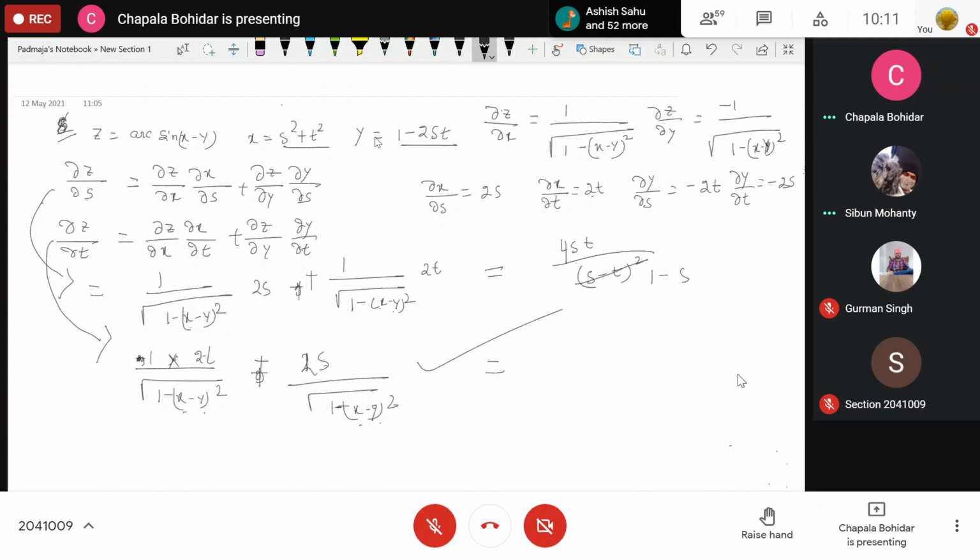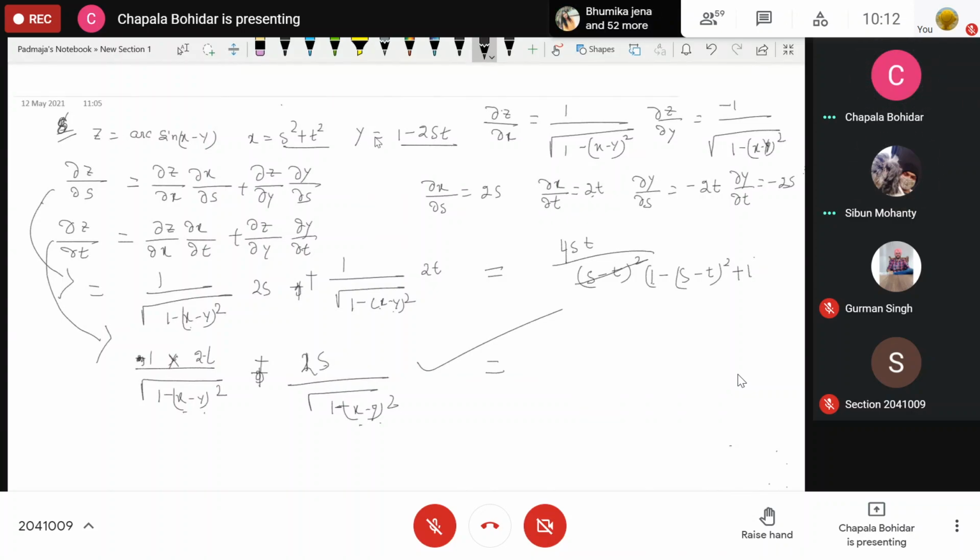Then 1 minus bracket s minus t whole square plus 1 whole square. Then 1 minus s minus t whole square. Yes, ma'am. Plus 1 whole square total. So plus 1 it is 2. Ma'am, in here it is s minus t whole square plus 1 whole square.